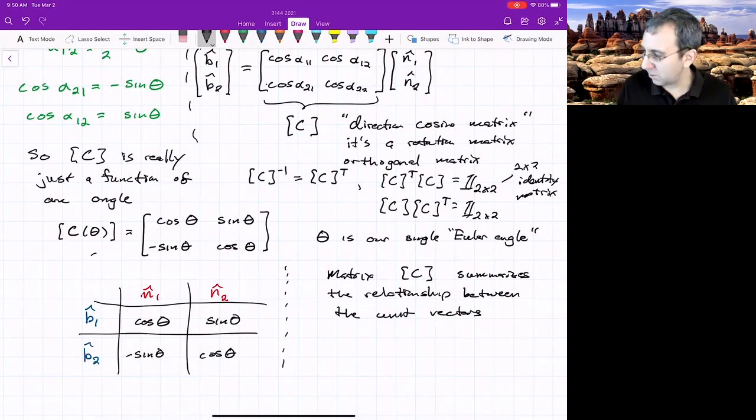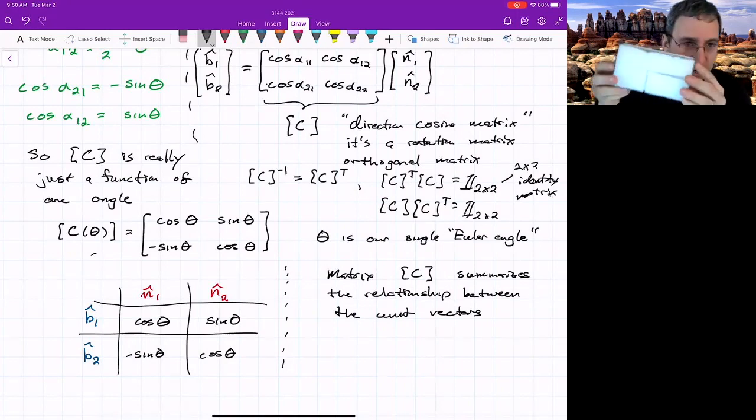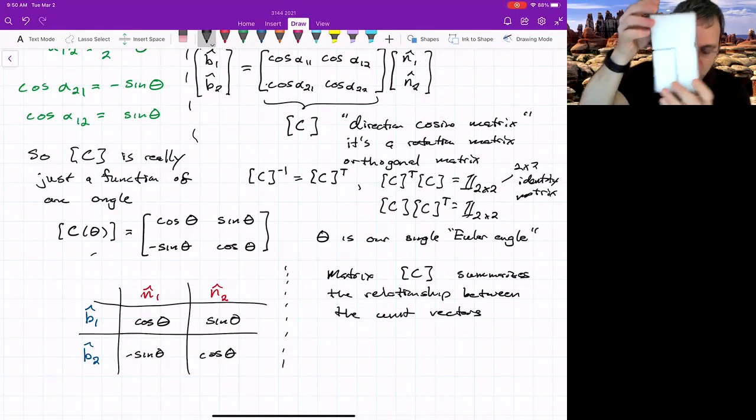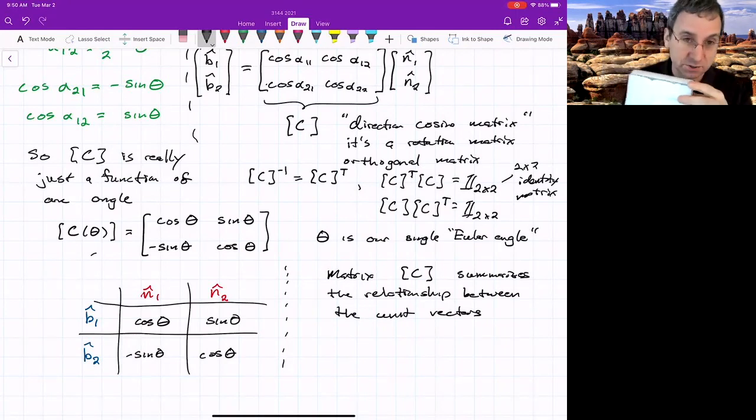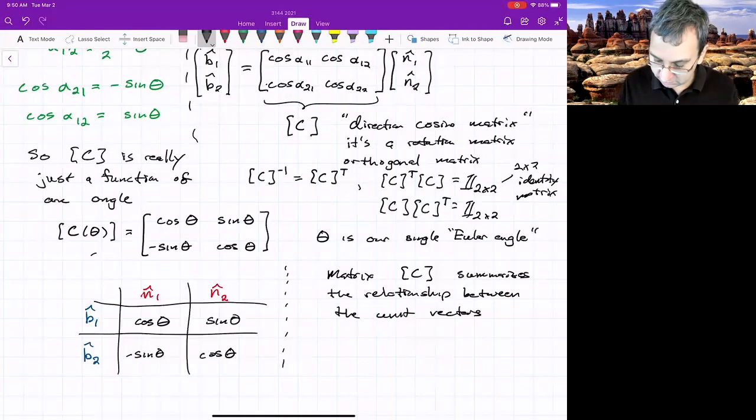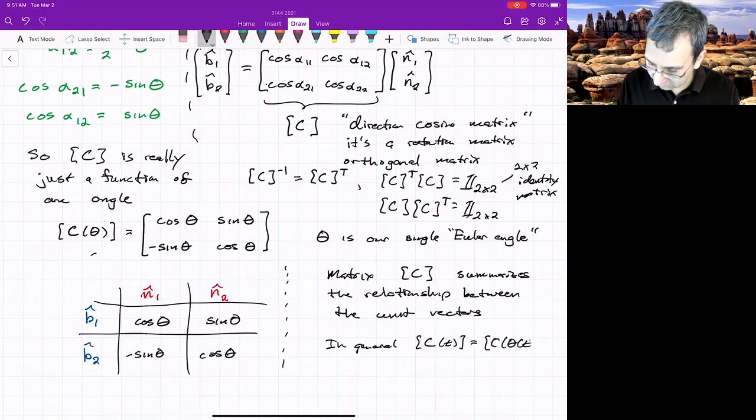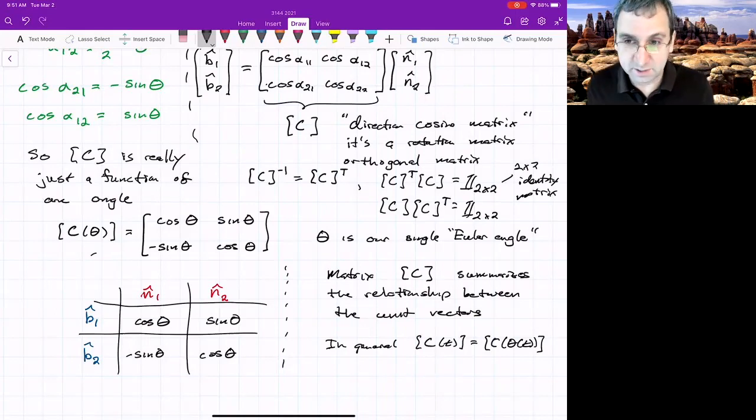In general, if we're to be following how a rigid body moves, the C matrix is going to be changing with time, meaning all of these entries are changing. Or you could think of it as just the Euler angle changing. So in general, C is going to be changing with time, and that's how theta is changing with time. When we get to Euler angles, there will actually be three angles.